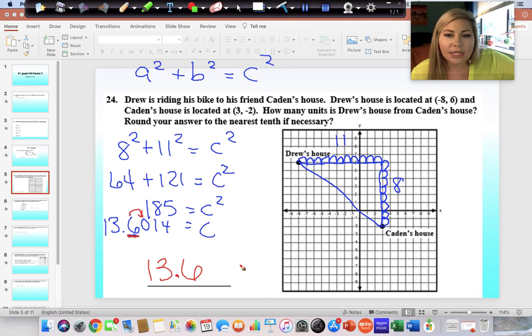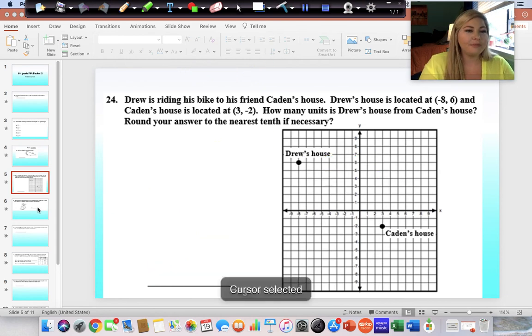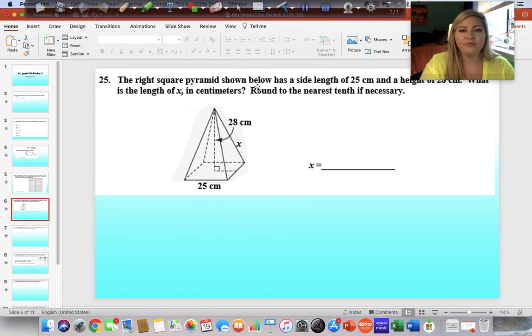Does it tell us the distance? Nope, so we'll just put 13 and 6/10 units, or just 13 and 6/10. Okay?